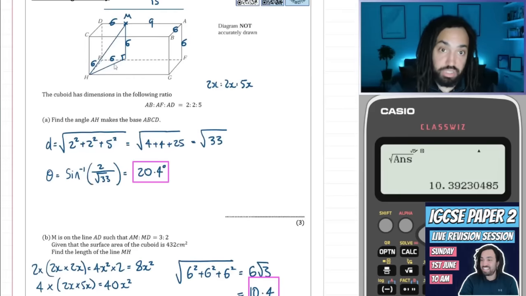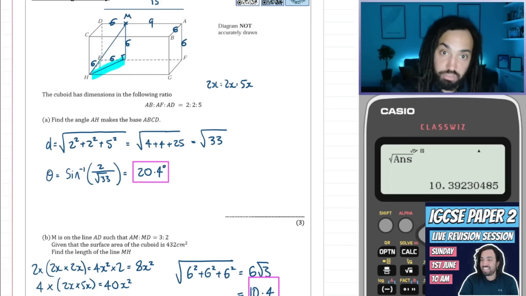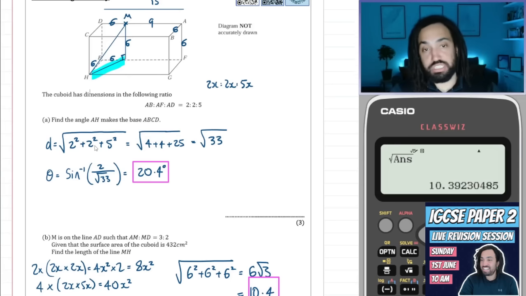Obviously you can do it the more old-fashioned way, which is by working out this distance here, along here, and then afterwards doing another Pythagoras to work out the line. You should get the same answer. Give it a go.